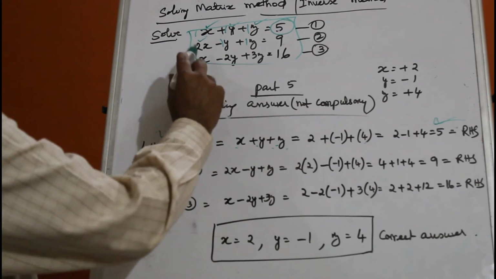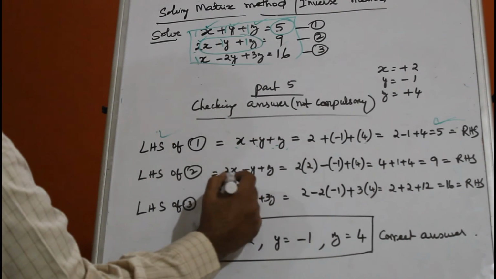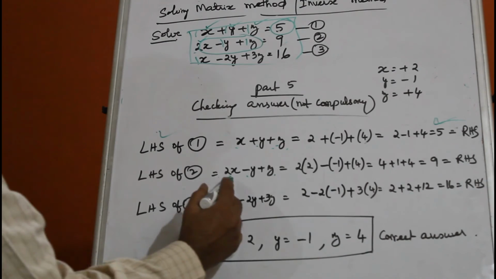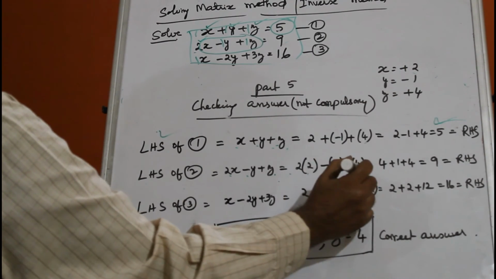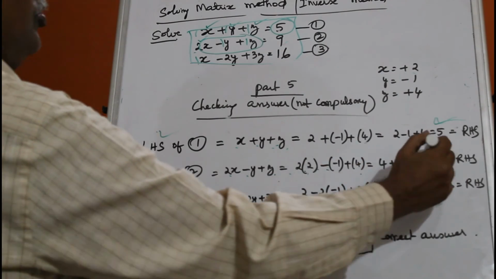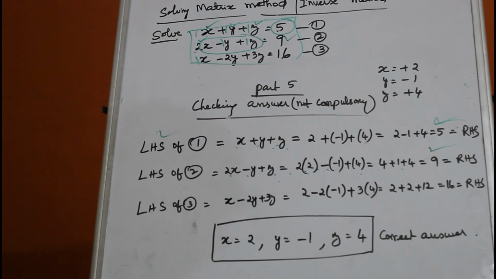Take the second equation left hand side. Don't take the constant. Take this alone. 2x minus y plus z. Substitute x. 2 into x is 2. Y is minus 1 and z is 4. 2 times 2 is 4, plus 1 is 5, plus 4, you get 9. The right hand side of the second equation. Don't stop with it. All 3 should be satisfied for these values.